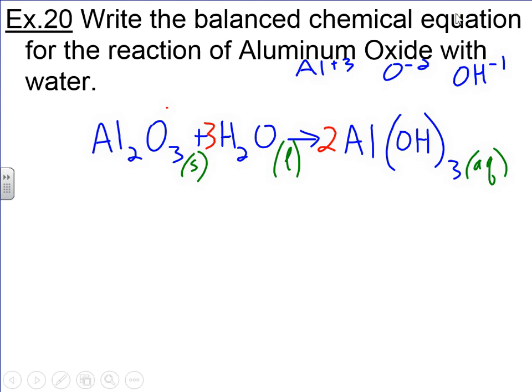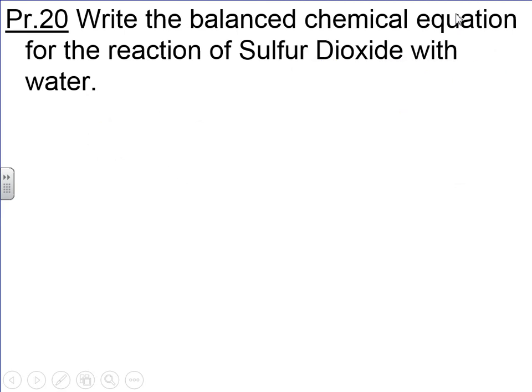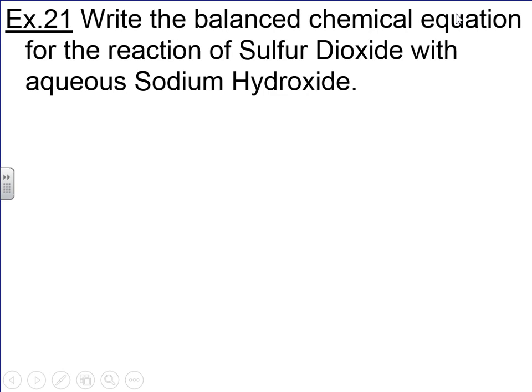All right, hopefully this made sense. Go ahead and try one on your own. Try a nonmetal oxide added to water. And then let's do example 21. This one's going to be a little more involved. Write the balanced chemical equation for the reaction of sulfur dioxide with aqueous sodium hydroxide.